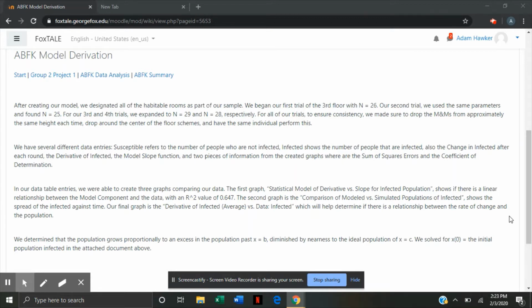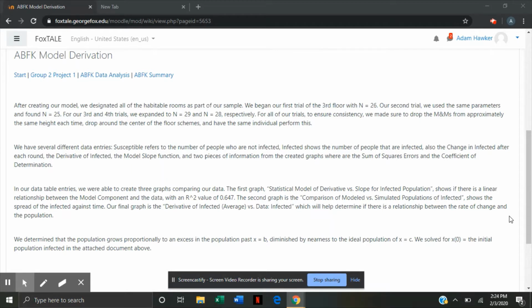Our first graph of data included a statistical model of derivative versus slope for the infected population. From this data, we were able to compare this with the model component, which shows the linear relationship with the data. We were then able to compute an R-squared value of about 0.647. Our second graph was the comparison of modeled versus simulated populations of infected. This was able to demonstrate the spread of the infected against the change in time. Our final graph, the derivative of infected versus the data of infected, helps us determine if there is a relationship between the rate of change in population.